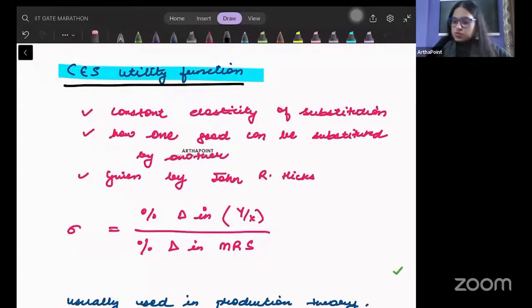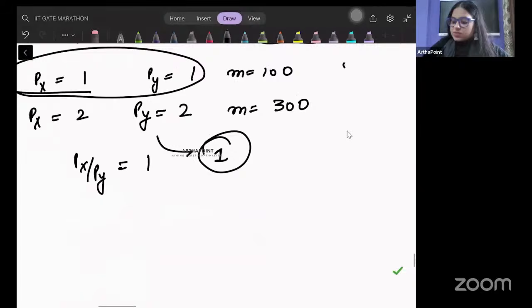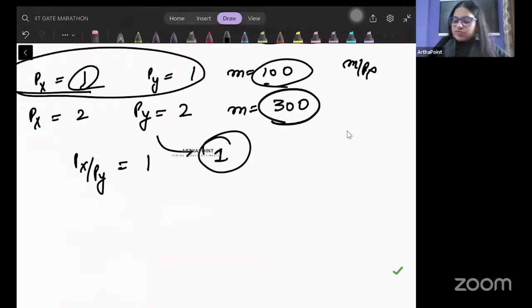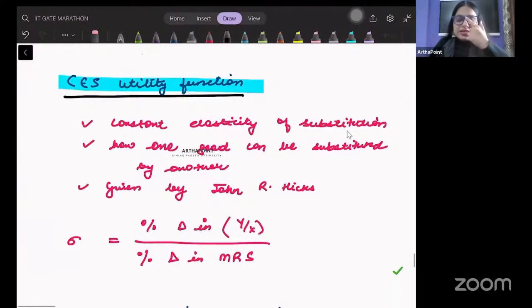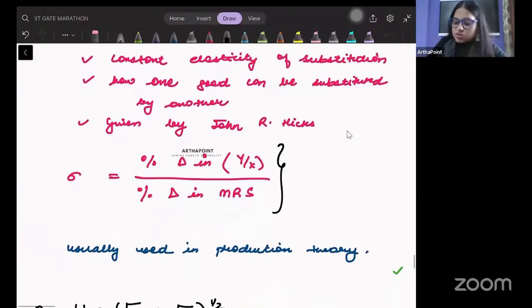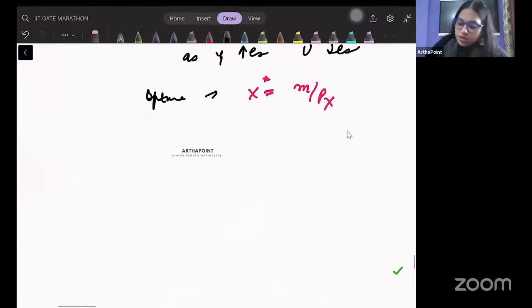Intercepts will change, of course, beta, because your intercept is m by px. So it is 100 by 1 and this is 300 by 2, which is 150. Intercepts will change. But before I teach you this, we revise this. Understand it a bit once.